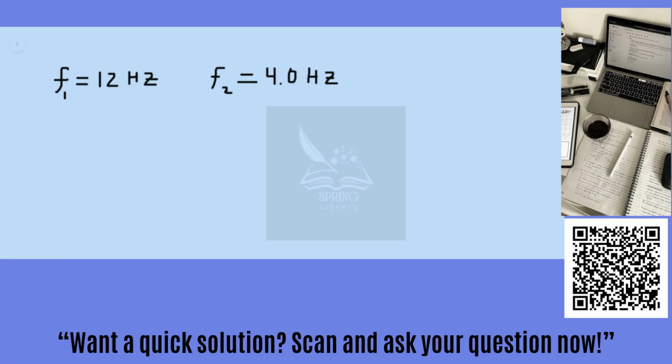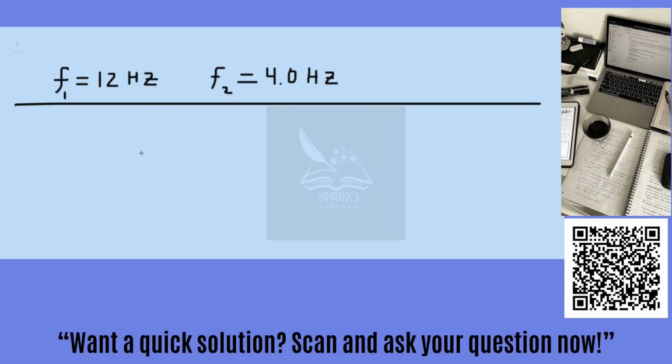Says that we have a frequency F1 when a mass M1 is hanging from the object. We don't know M1, but we're told F1 is 12 hertz. We then add mass M2 to the spring. So our new mass is going to be M1 plus M2, and we have a frequency of 4 hertz this time around. So F2 is 4 hertz. And we're asked to find the ratio of M1 to M2.